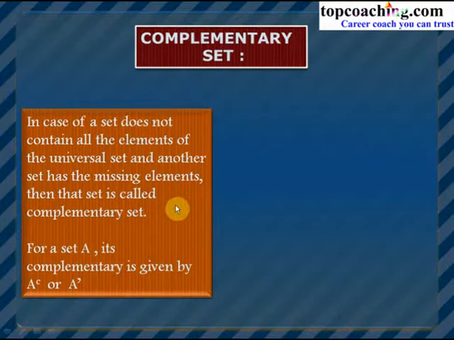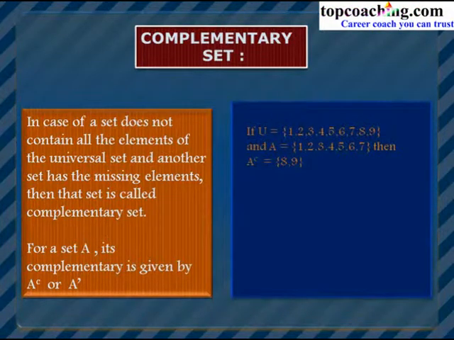Just remember, for a complementary set there has to be an existing set as well. So for A dash to be defined, there has to be a set A. Let's take an example. Let us say that the universal set is 1, 2, 3, 4, 5, 6, 7, 8 and 9. And let us say that we have another set A such that the elements of which are 1, 2, 3, 4, 5, 6, 7. Now the complement of this set A would be 8, 9. Clearly the elements 8 and 9 are missing in this set A, but they are contained in the universal set. So the set containing all the elements which are not contained in the set A would be the complementary set of A. So the complementary set here is 8, 9.